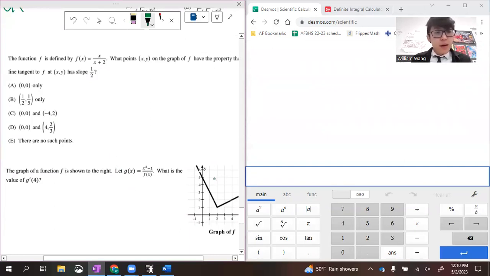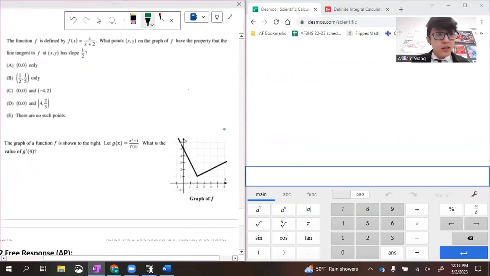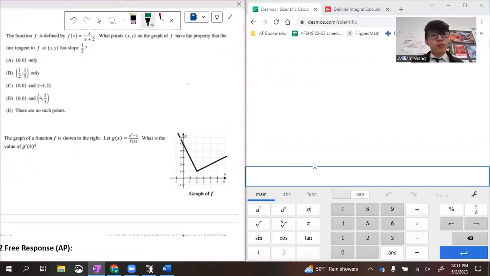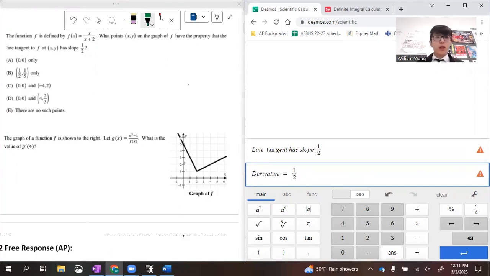The function f is defined by f of x is equal to x over x plus 2. What points x, y on the graph of f have the property that the line tangent to f at x has slope 1/2? All right. So line tangent has slope 1/2. So what does that mean? We're putting this into words. Tangent line, instantaneous rate of change, slope, all those simply mean derivative, right? So, okay, line tangent has slope of 1/2. This means the derivative equals 1/2. So they're asking, where on this graph does the derivative equal 1/2?